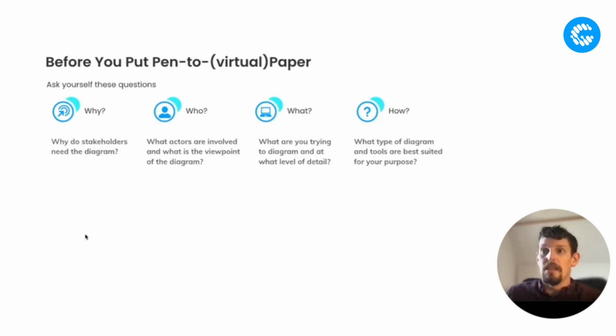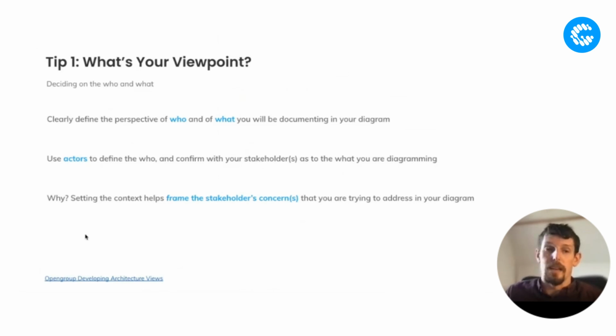And this is really answering the who and what side of the two middle columns we just looked at. First off, you really want to define the perspective of who and of what you'll be documenting in your diagram. A viewpoint is a common term used by solution architects to frame where you're looking at. So if you're viewing the diagram, where you're looking from at the diagram, and then who's involved, the actors involved in the diagram. Those two pieces of information combine into your viewpoint.